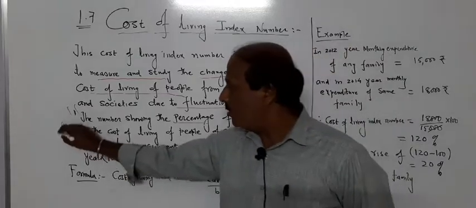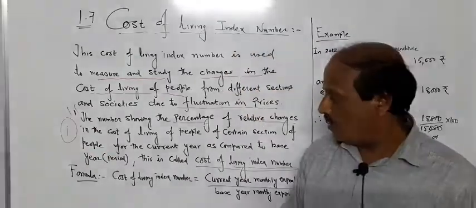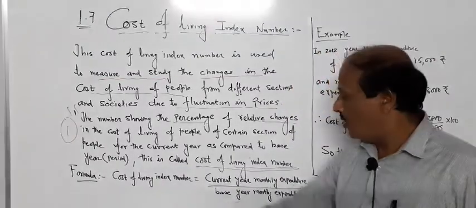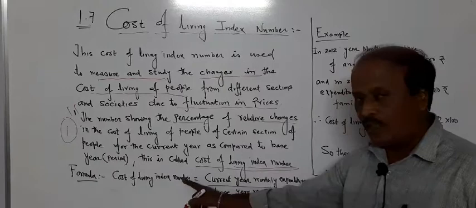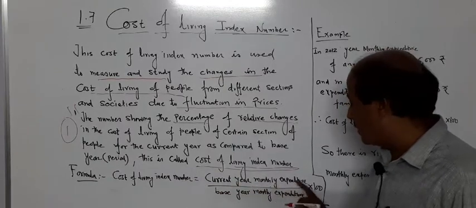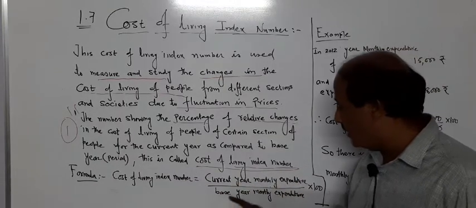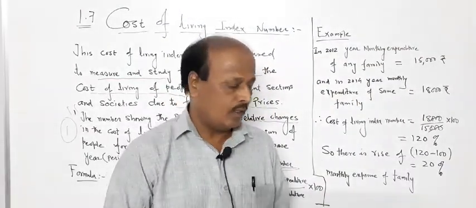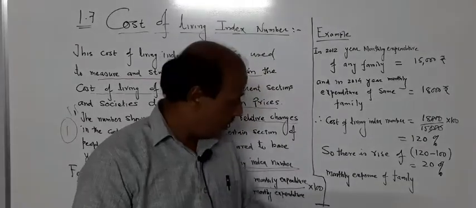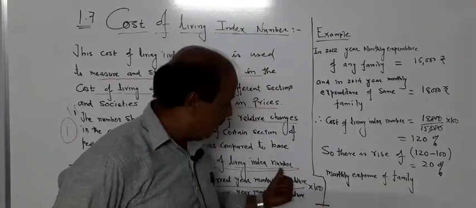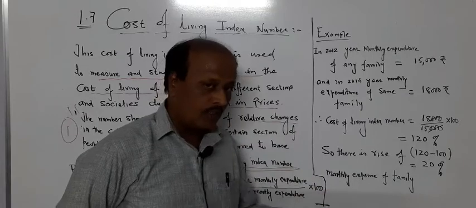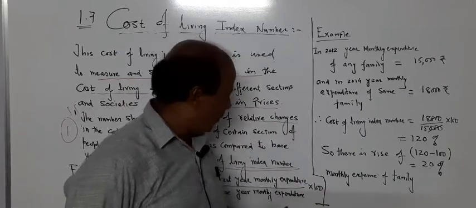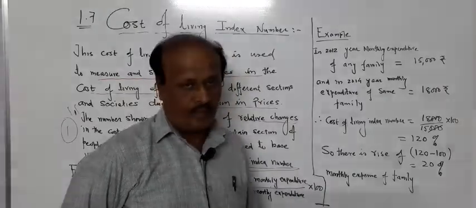For a 1 mark question, you prepare this as a definition. Otherwise, there is a formula also, which will be used for calculation purposes. The cost of living index number formula is given: current year monthly expenditure divided by base year's monthly expenditure, or yearly, that will be given in the question, multiplied by 100 because it's a percentage change in the relative values. Expenditure of the current year divided by expenditure of the given period. Then you will get the cost of living index number.